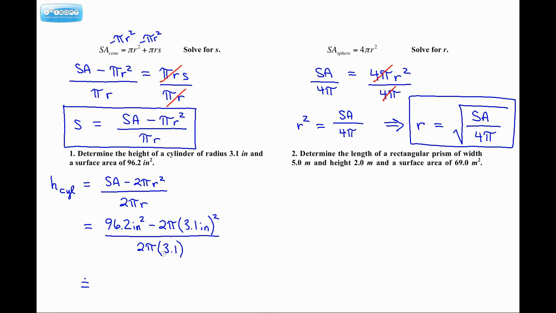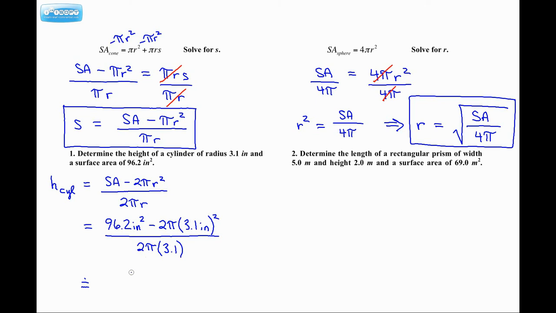So I have a giant fraction here. What I want to do is work out this numerator. So I'm going to type 96.2 minus 2 times pi times 3.1, and then I'll hit the square button. And then I'm going to hit equals. Now in my calculator it says 35.818, etc. That's not my final answer, but that is the final answer of the numerator. So now I have to divide it by the denominator.